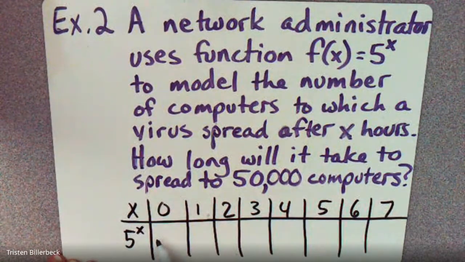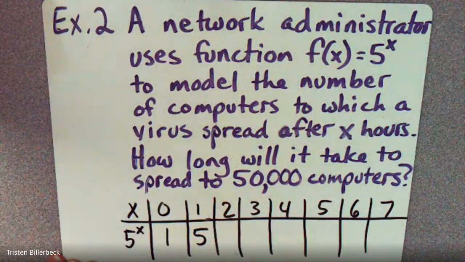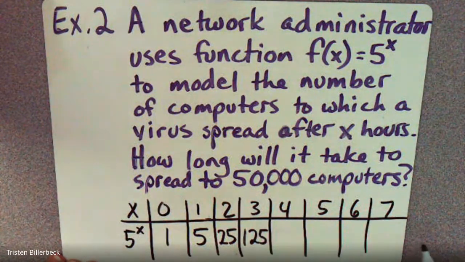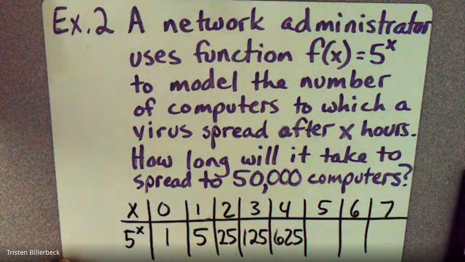So at 0, 5 to the 0 is just one computer that's infected. That would make sense, because you can't get infected if there aren't any computers infected. So 5 to the first means now after 1 hour, 5 computers are infected. After 2 hours, we have 25 computers infected. After 3 hours, we have 125 infected. After 4, we have 625 infected. After 5 hours, let's see, 625 times 5, we have 3125. Ooh, that's only 5 hours later. Look at all those computers infected.